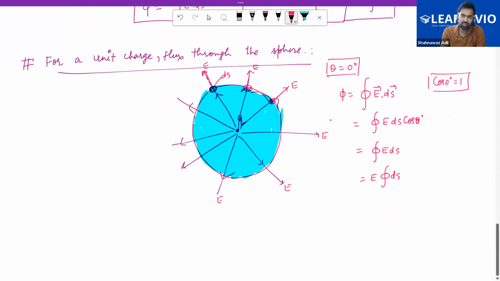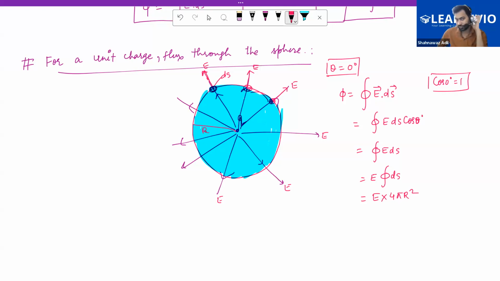We are talking about a sphere; a circle is not a closed surface, right? A circle is an open surface. So this is a sphere, right? So if I integrate over this whole sphere, then what will I get? The surface area of the sphere. Let's say that this is R.